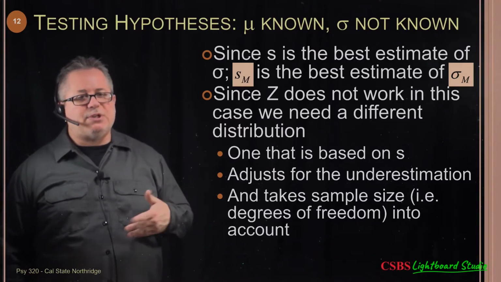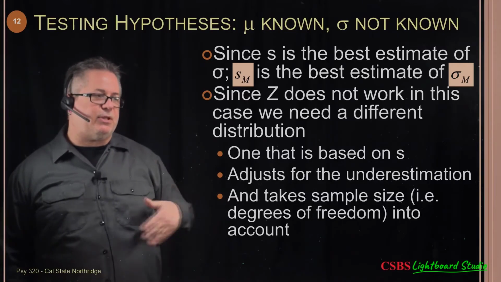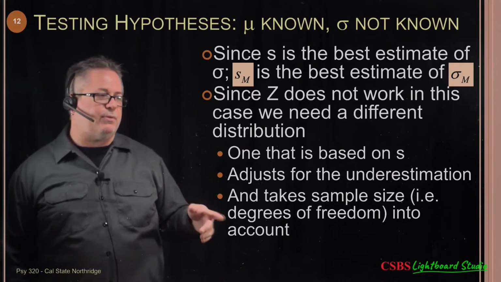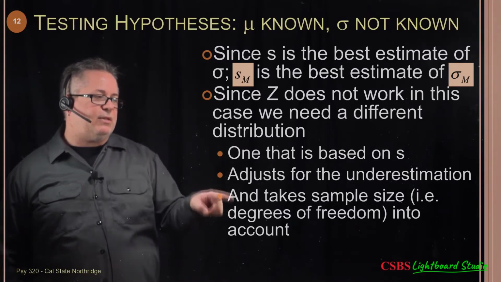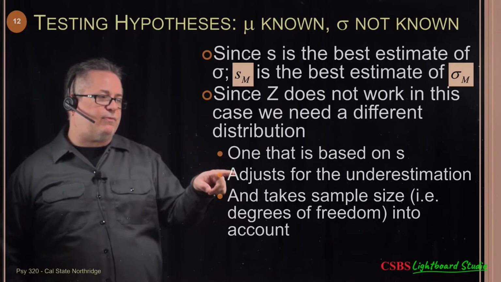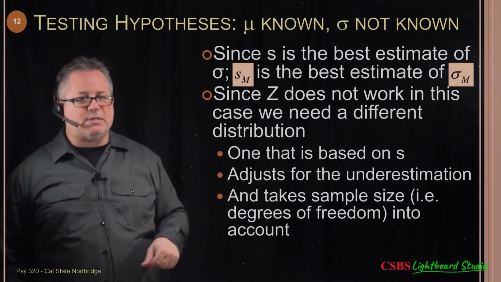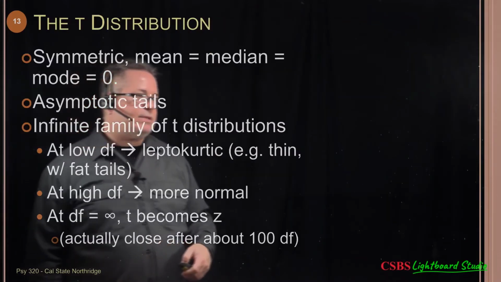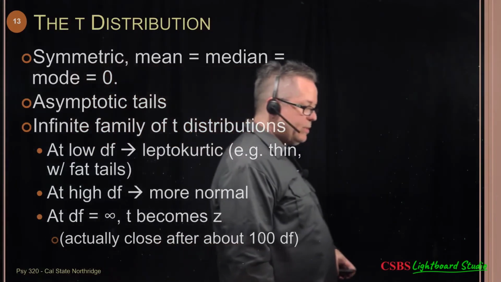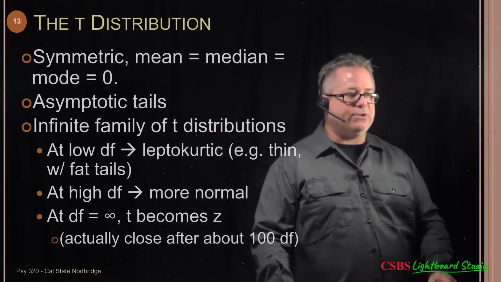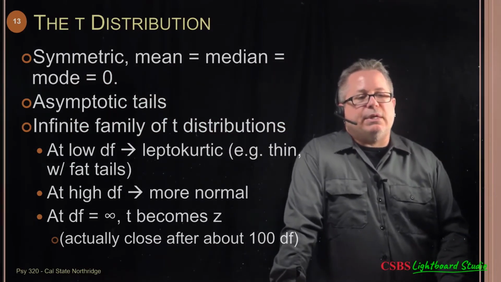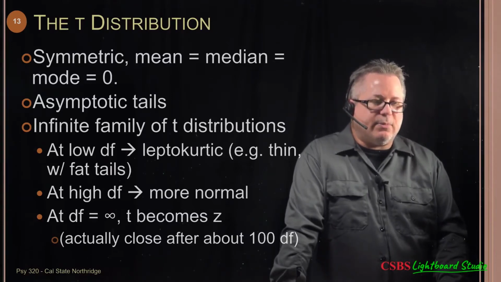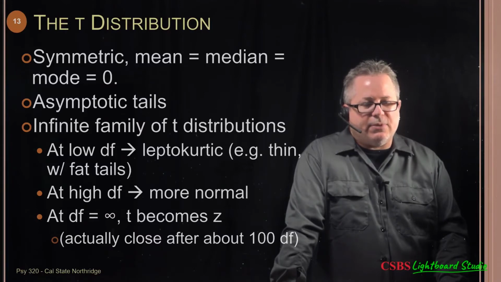So instead of having a single Z distribution to be able to test everything like we did when sigma was known, we now need multiple distributions for different sample sizes, and that will adjust for the underestimation of the variance and is based on the sample value instead of the population value. That distribution is known as T. So the T distribution is really an adjusted Z distribution that adjusts for the sample size and the degree of underestimation in estimating the values.